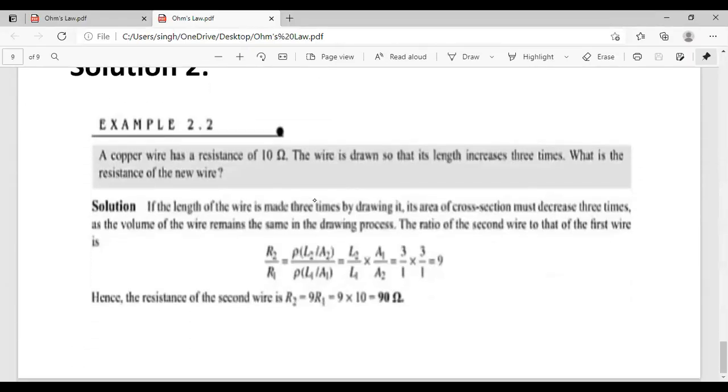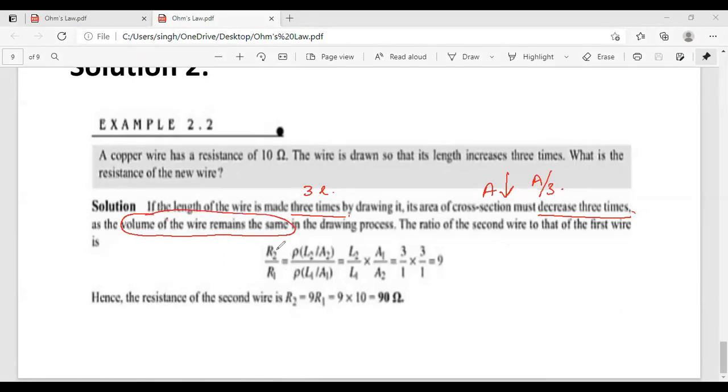So you can see here, the length of the wire is made 3 times, so the new length is 3L as per this. The area of cross section must decrease 3 times. If we increase length 3 times, the area of cross section must decrease 3 times. So here we are talking about a decrement in area by 3 times, because the volume of the wire remains the same in the process.